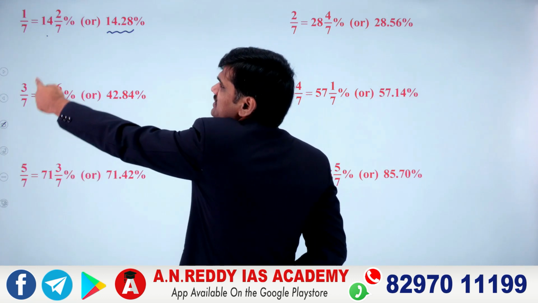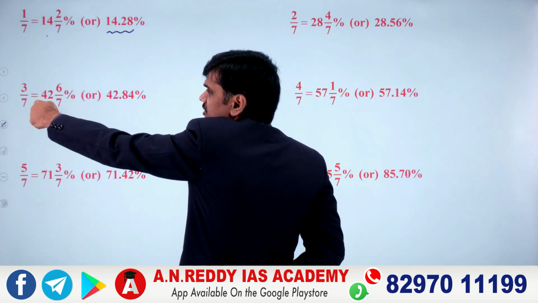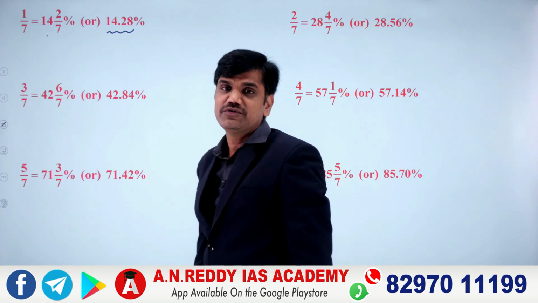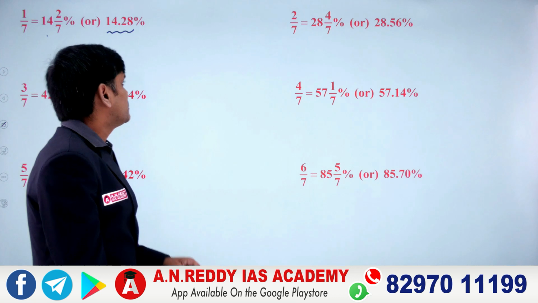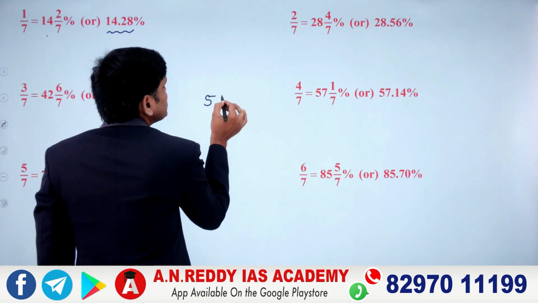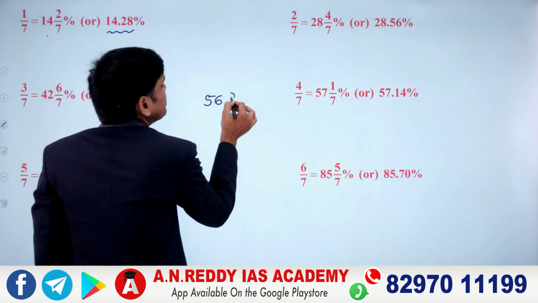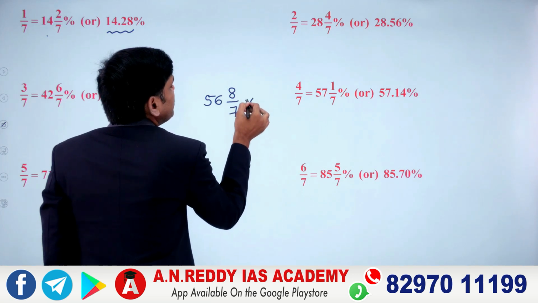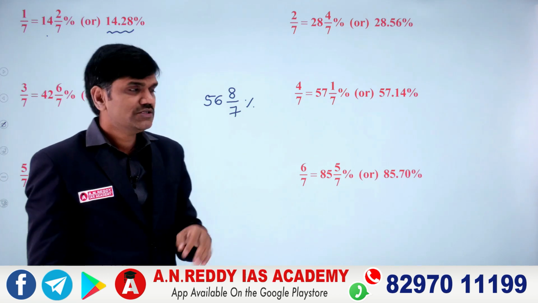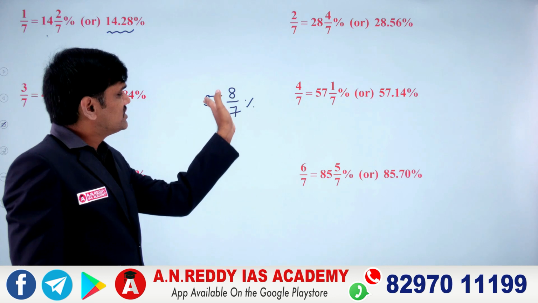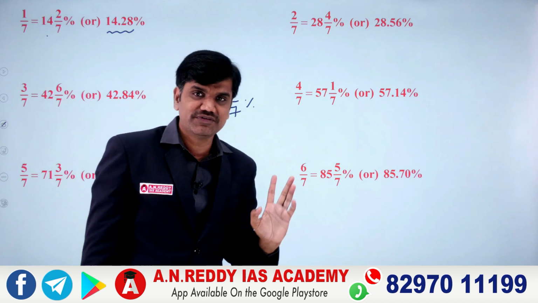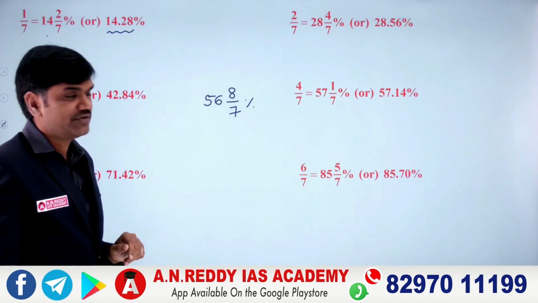3 by 7. 3 by 7 is nothing but 3 times of that. 3 times of 14 is 42. 3 times of 2 by 7 is 6 by 7. So 42 6 by 7 is 42.84. But when I come to 4 by 7, 4 times of this I will take. 4 times of 14 will give me 56. 4 times of 2 will give me 8. So 56 8 by 7%. But in a mixed fraction, the numerator cannot be more than denominator is what we have just now learnt. So you just cancel it further. 7 ones are 7, put that 1 here, that will become 57. Remainder I am keeping over there. 57 1 by 7. Like that you can learn up to 6 by 7.